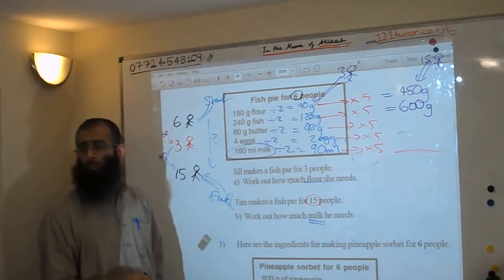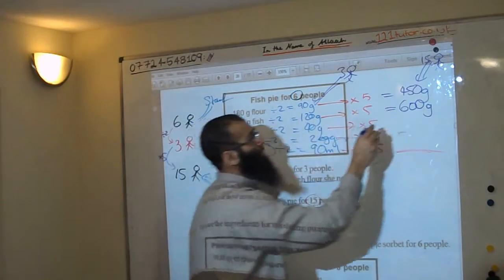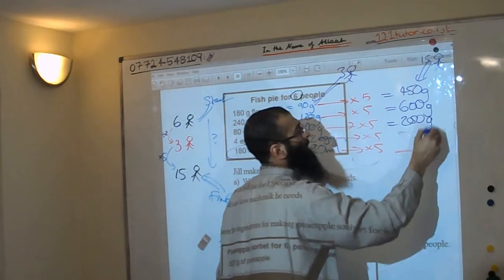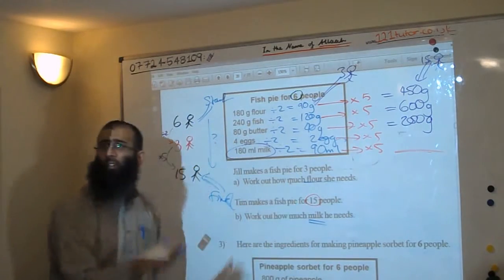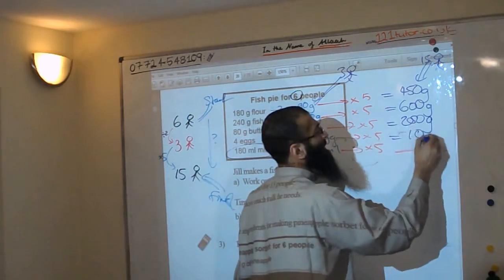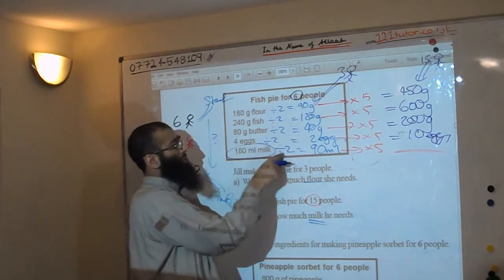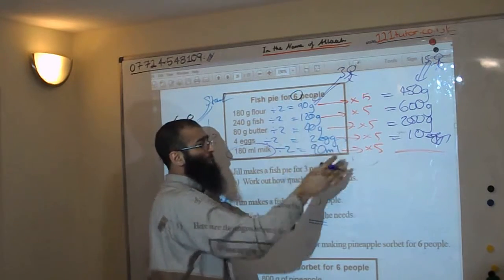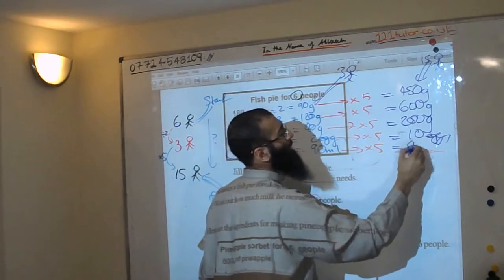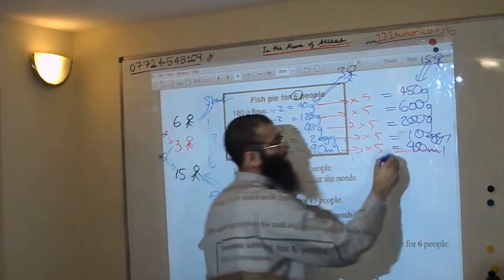600. So we have 80 divided by 2 is 40. 40 times by 5 will give us 200, because 4 times by 5 is 20. Add another 0. 4 divided by 2 is 2. 2 times by 5 is 10 eggs. We have 180 divided by 2, which is already done, 90. Then the next part is times by 5, and that will give you another 450, but this is in milliliters. But that's the actual answer for the question, the bottom one there.